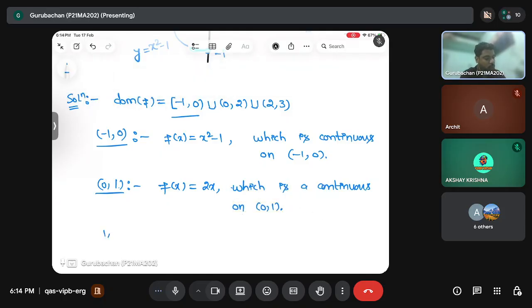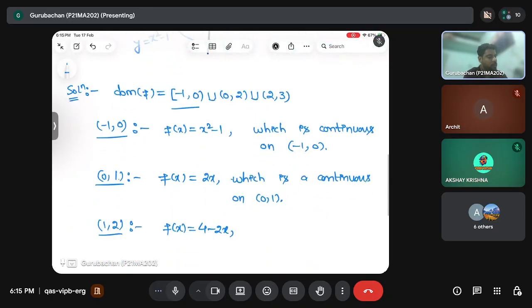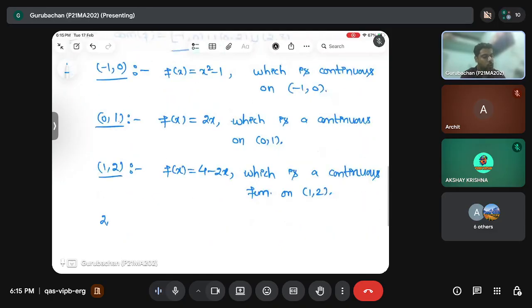Next is 1 to 2. What is f(x)? 4 minus 2x. Again, it's an equation of a straight line. Continuous function on 1 to 2. Next, 2 to 3.